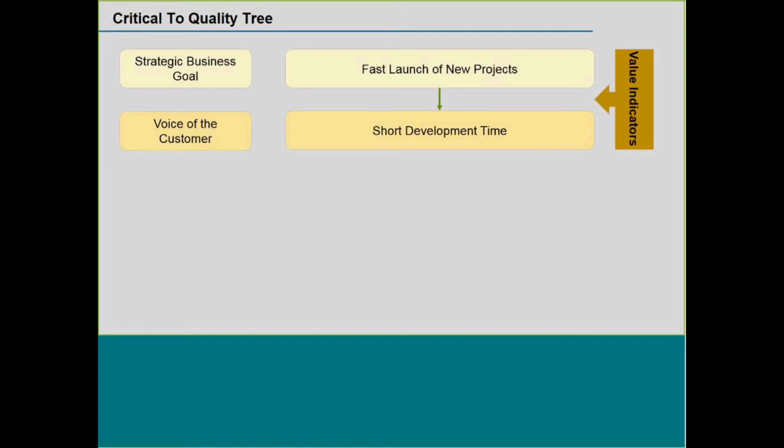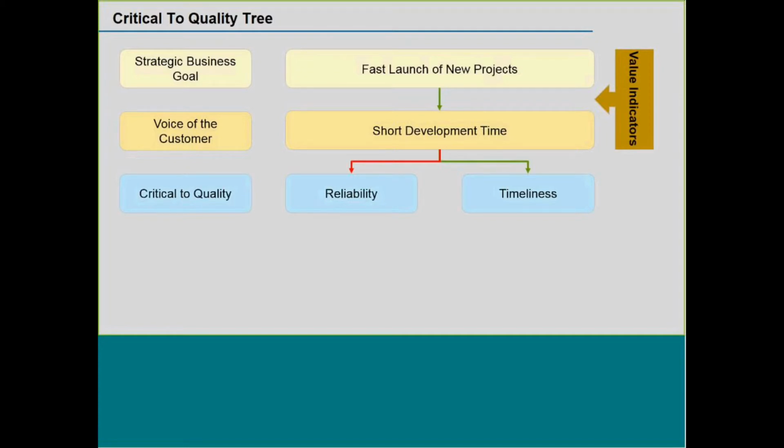These two segments are what are called value indicators, in determining that this is what our customers perceive as the value we are providing. So in terms of what our customers want, they want a short development time. So our strategic business goal then is to launch products fast.